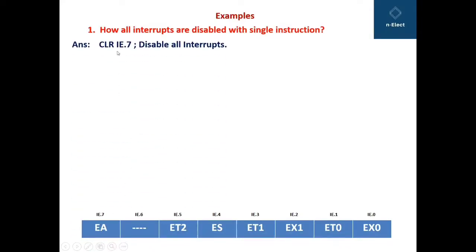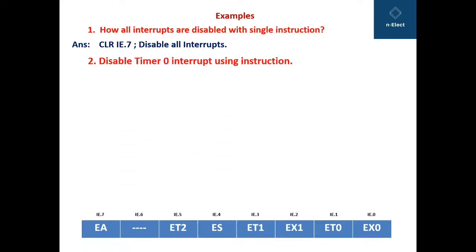So the instruction can be written as CLR IE.7, that is clear the 7th bit of the interrupt enable register. And what is the 7th bit? That is the interrupt enable all. So when enable all is 0, all other interrupts will be disabled, and this way we can disable all the interrupts by using a single instruction.